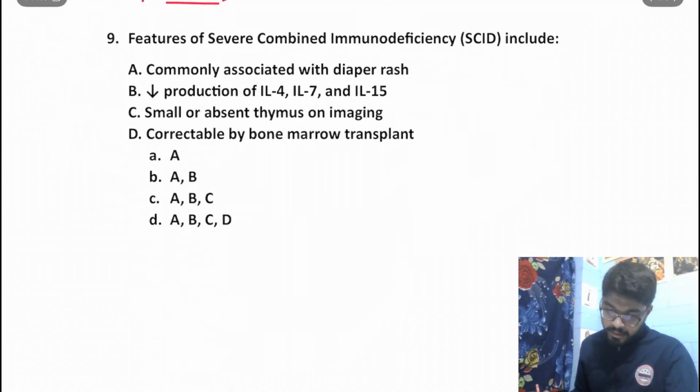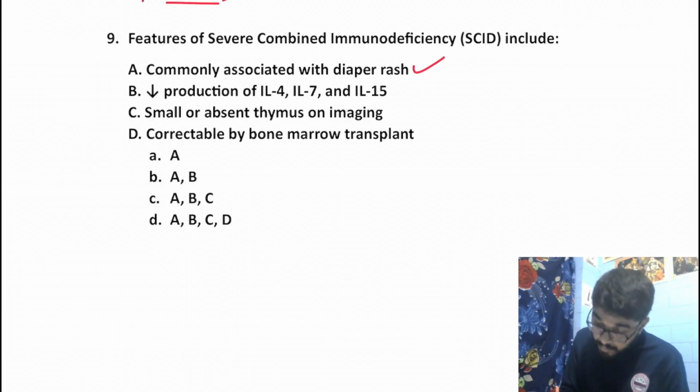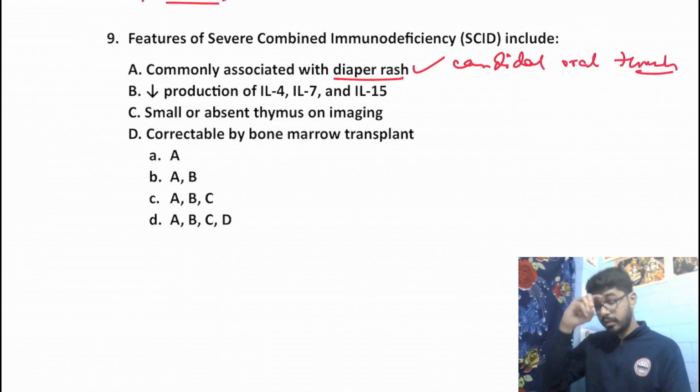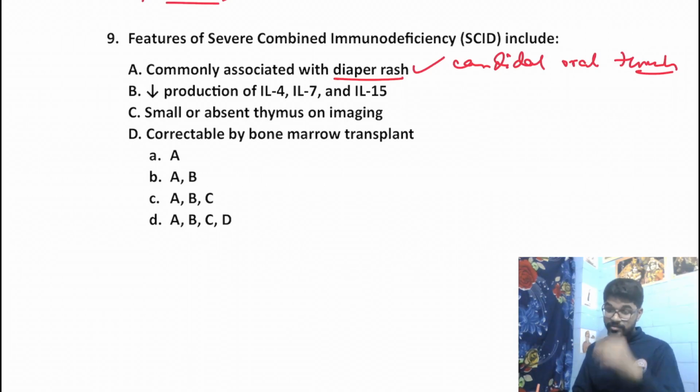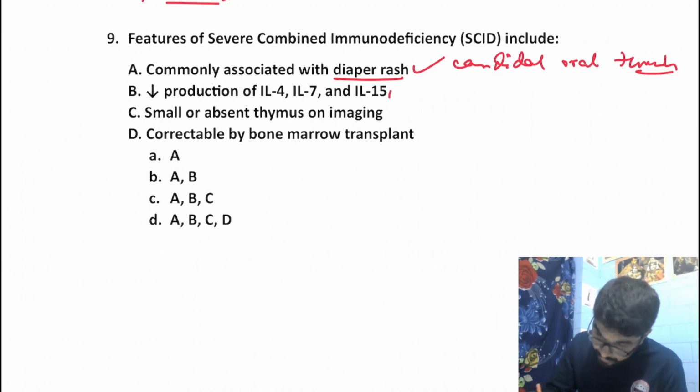Let's have a look into the next question. Features of SCID include commonly associated with diaper rash. That's a true statement. Two important things that we need to remember. One is diaper rash and another is candidal oral thrush. Candidal oral thrush. These two things are associated with SCID, very much specific to SCID. Decreased production of interleukin 4, 7 and 15. That's also a true statement.